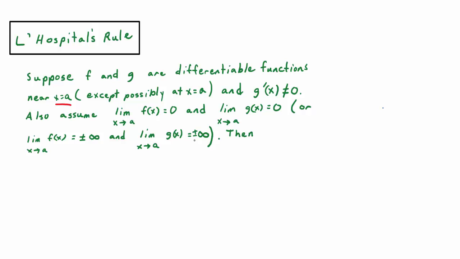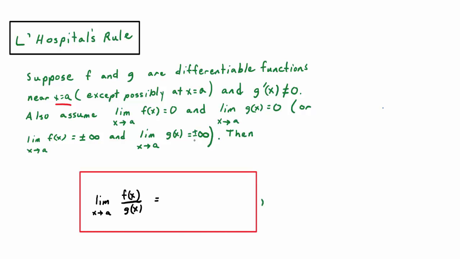Then, it turns out, believe it or not, this looks like magic, but the limit of f of x divided by g of x as x approaches a is exactly the same as the limit as x approaches a of f prime of x divided by g prime of x. Isn't that neat? Now you might be asking, why the heck is that true?